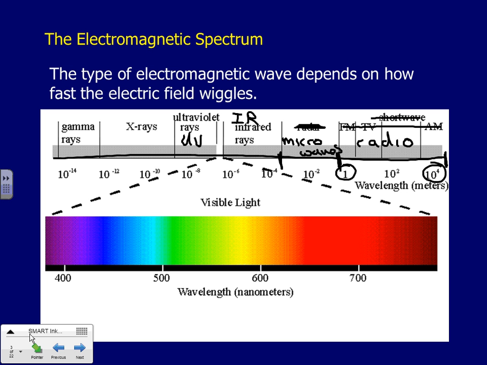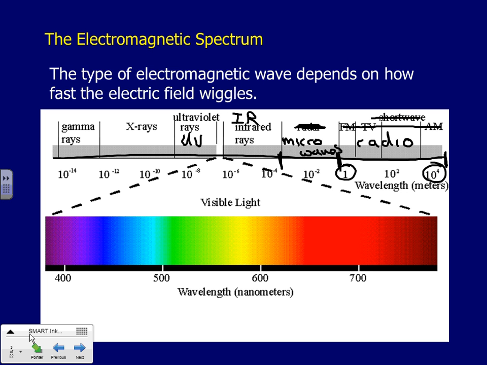Expand out the visible light. And you know what? I'm not worried about the wavelength in nanometers, but nanometers are 10 to the negative 9 meters, so 400, 500, 600, 700. Let's not worry about it. But what we do want to do is put the colors.